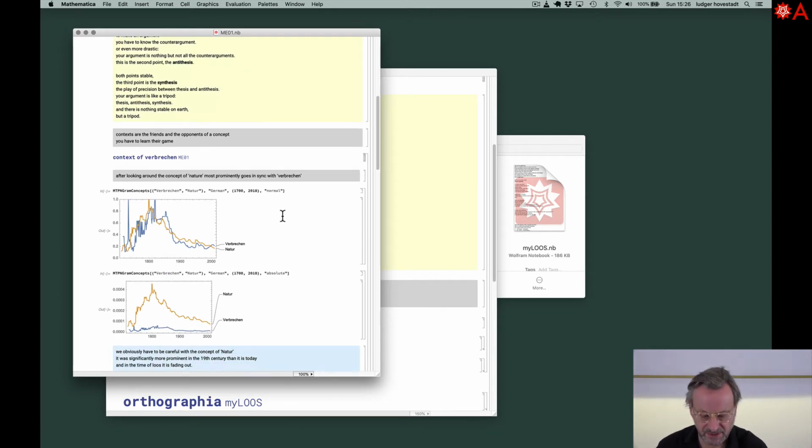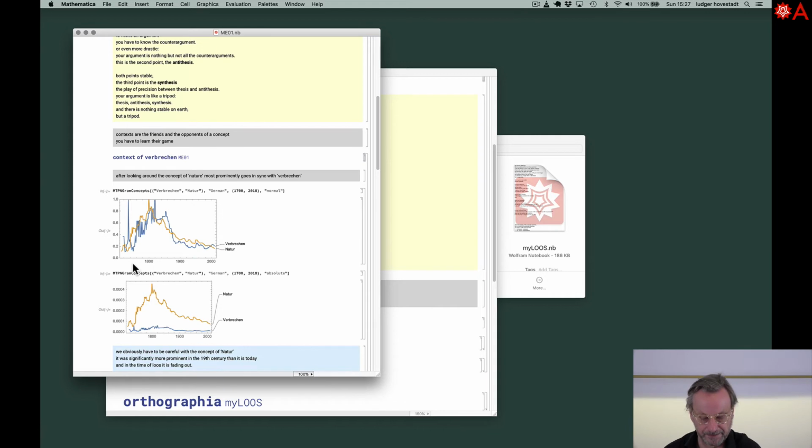In this case, for example, Verbrechen is a very specific concept, and you want to discuss it in a more general way. If you want to talk about that, then you need a more abstract concept, especially if you want to talk of a 19th century concept in 2019, or of a 1900 concept with 1750. So you have to be careful because other concepts are prominent. There's another value to these things.